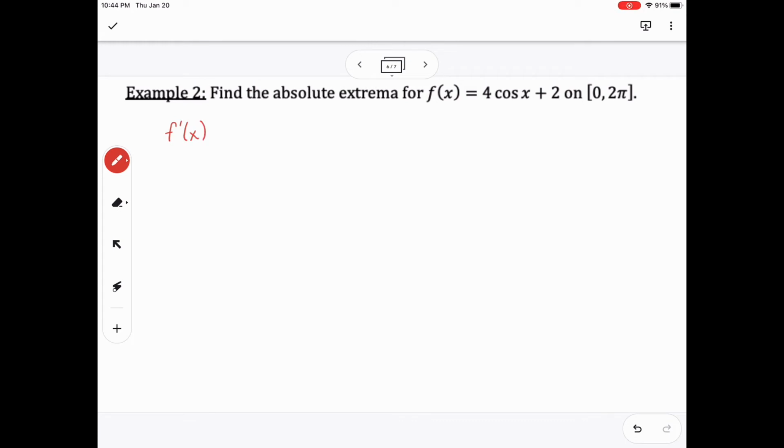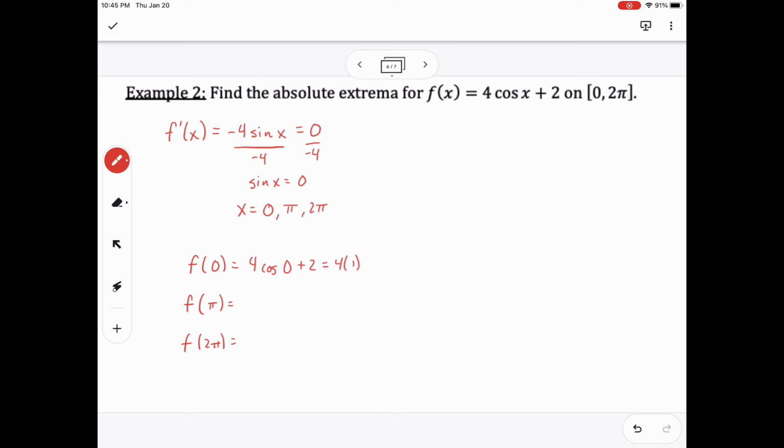Okay. Example 2 here, I'm looking for my absolute extrema. So first things first, I take the derivative of my function. That gets me -4 sine of x. I'm going to set it equal to 0 and solve. So sine of x equals 0, that's when sine would be 0, when I have 0, pi, and 2 pi. And notice that 0 and 2 pi are part of the endpoints of that closed interval that's given to us. So we're able to do both things at the same time. Now I go back to the original function and plug those values in to figure out what those y values will be.